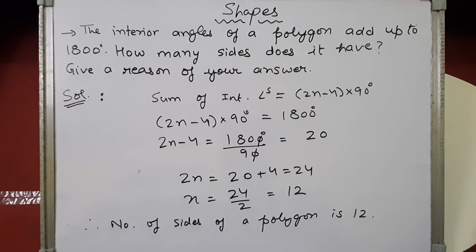Because the number of sides is either 3, 6, a whole number. No triangle or quadrilateral forms with side 3.5. A triangle forms with 3 sides, a quadrilateral forms with 4 sides, a pentagon forms with 5 sides. So if the answer comes in decimals or fraction, then we say that the polygon is not possible or cannot be formed.